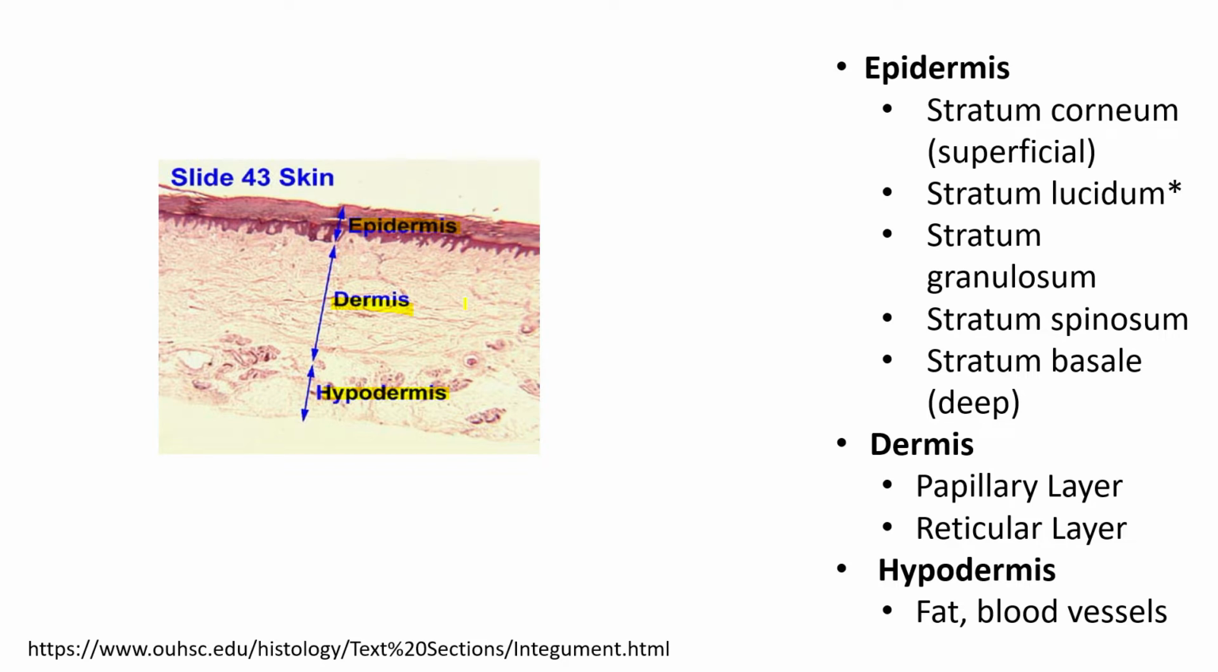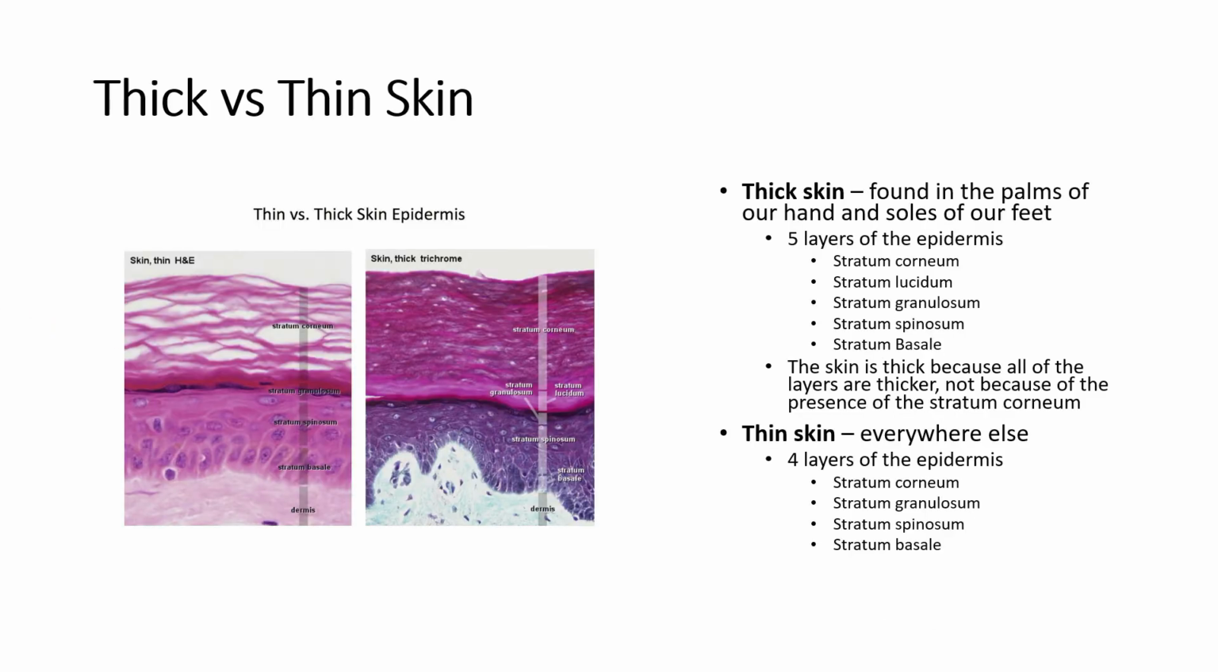The dermis contains the papillary layer and the reticular layer from superficial to deep. So papillae means finger-like projections. Reticular layer would be deep. And then the hypodermis contains fat and blood vessels. So thick skin, as I mentioned before, is found in the palms of our hands and the soles of our feet, and thin skin is found everywhere else. It's actually really hard to tell based entirely on H&E, but here is an H&E of thin skin and a thick skin trichrome stain.